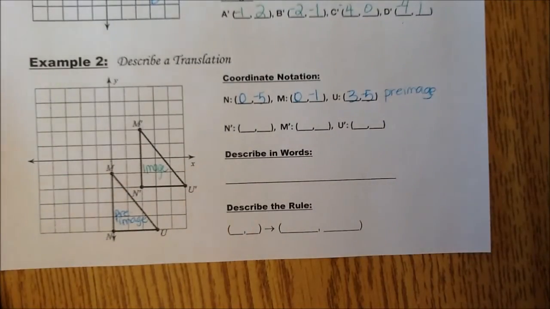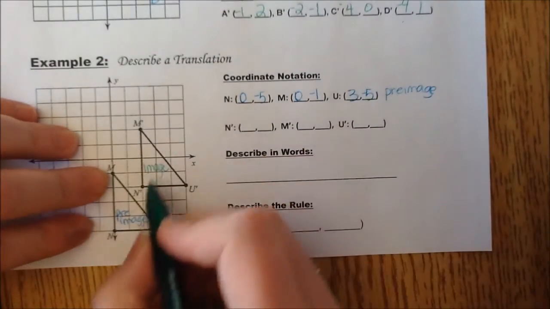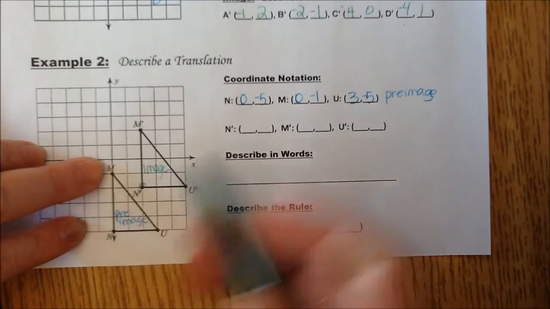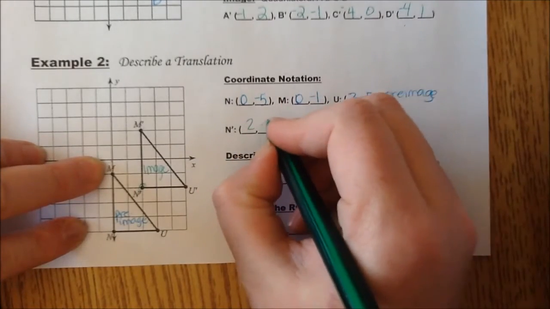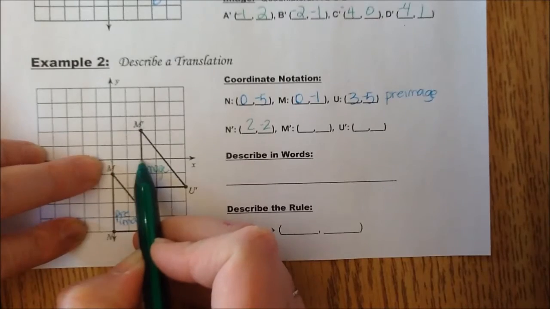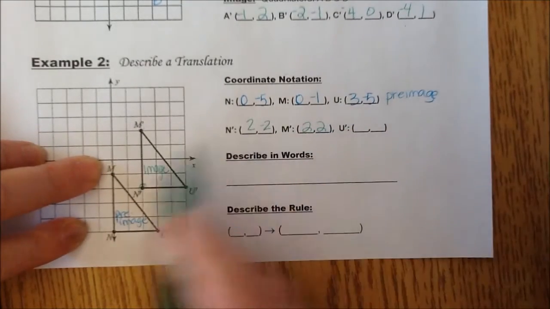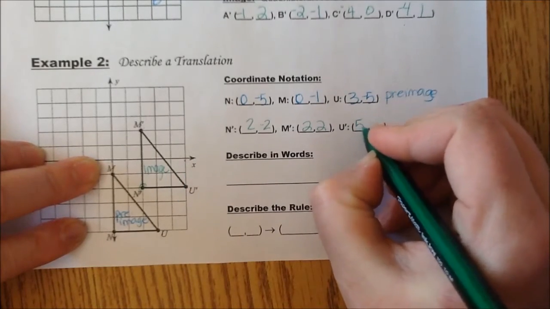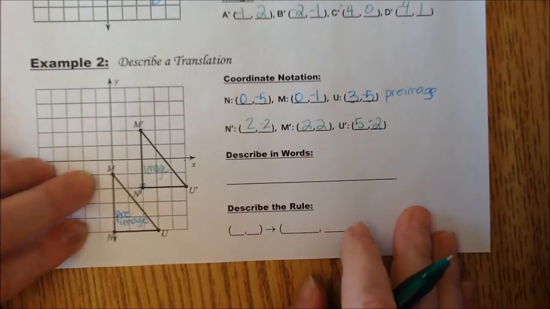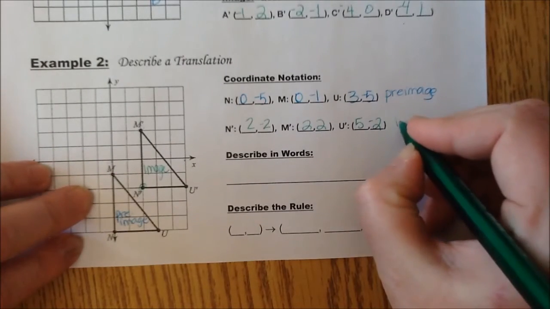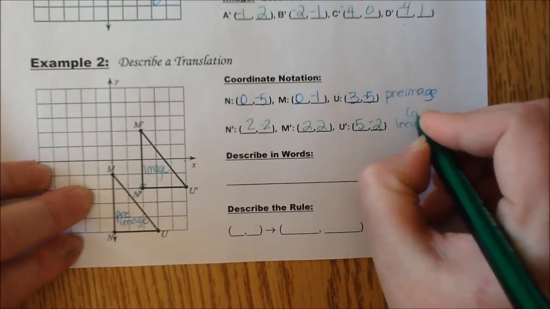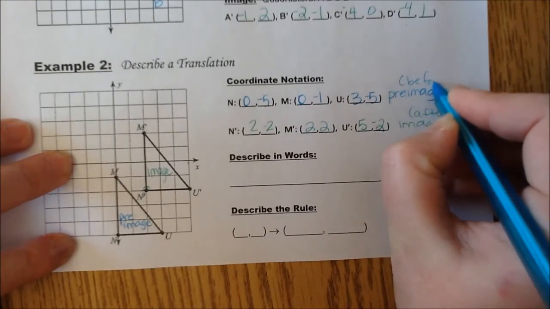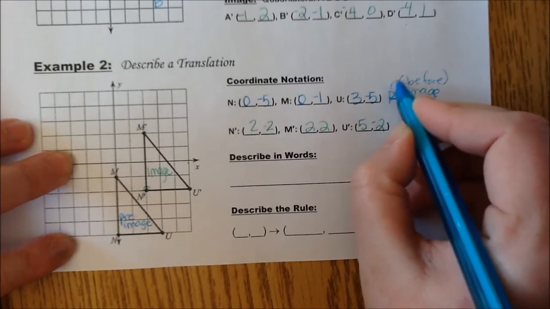Okay, now to find my image coordinates, I would go to N, which is right here because there's that prime, and I go 1, 2, negative 2. M, positive 2, positive 2. And U, 1, 2, 3, 4, 5, negative 2. 5, negative 2. All right, and this is my image after. After the translation, pre-image is before. And that goes back to your prefixes, pre, before.